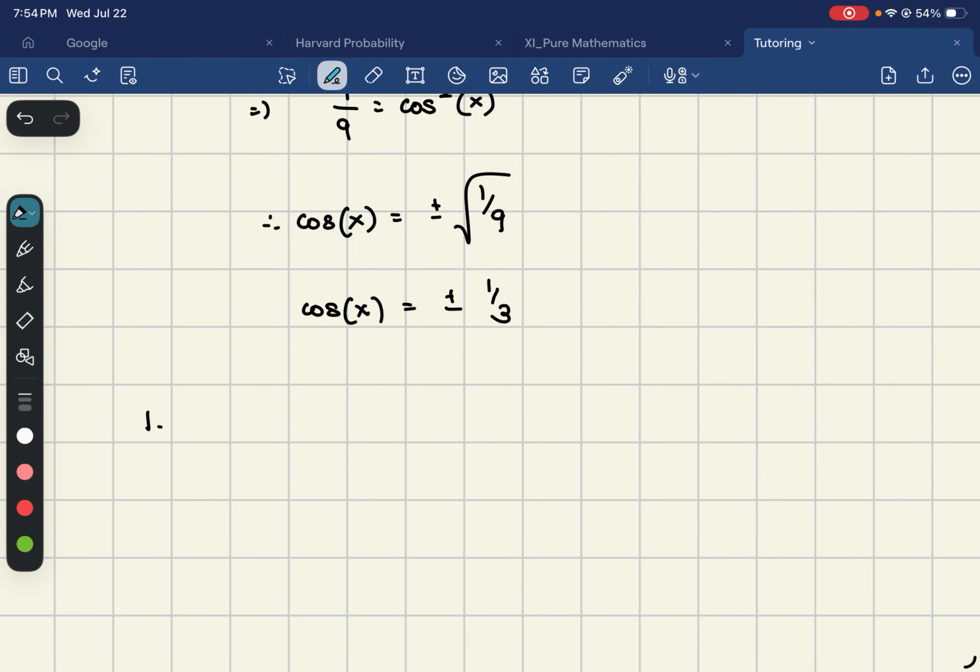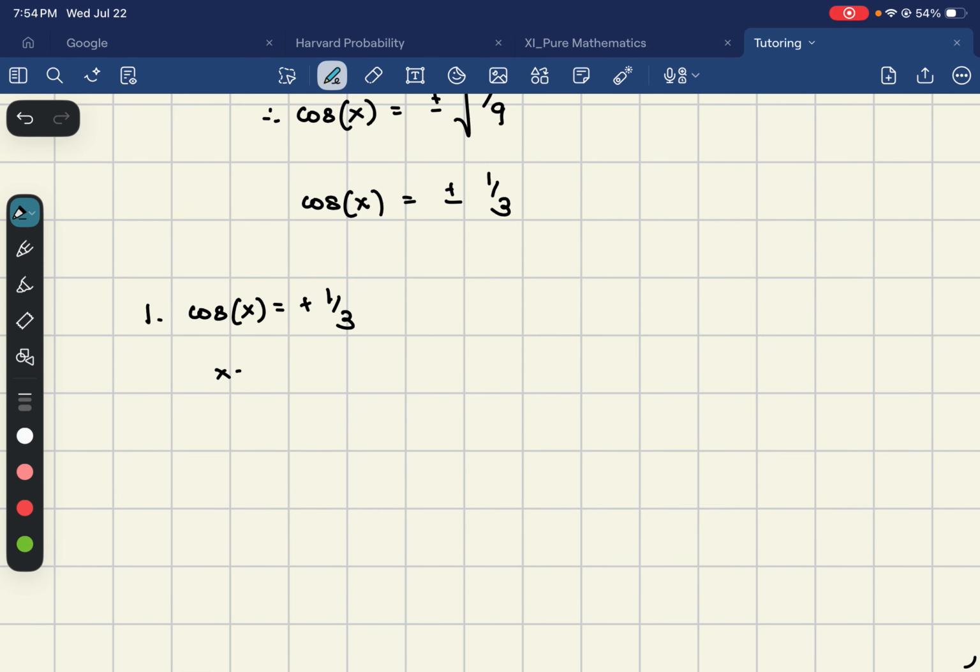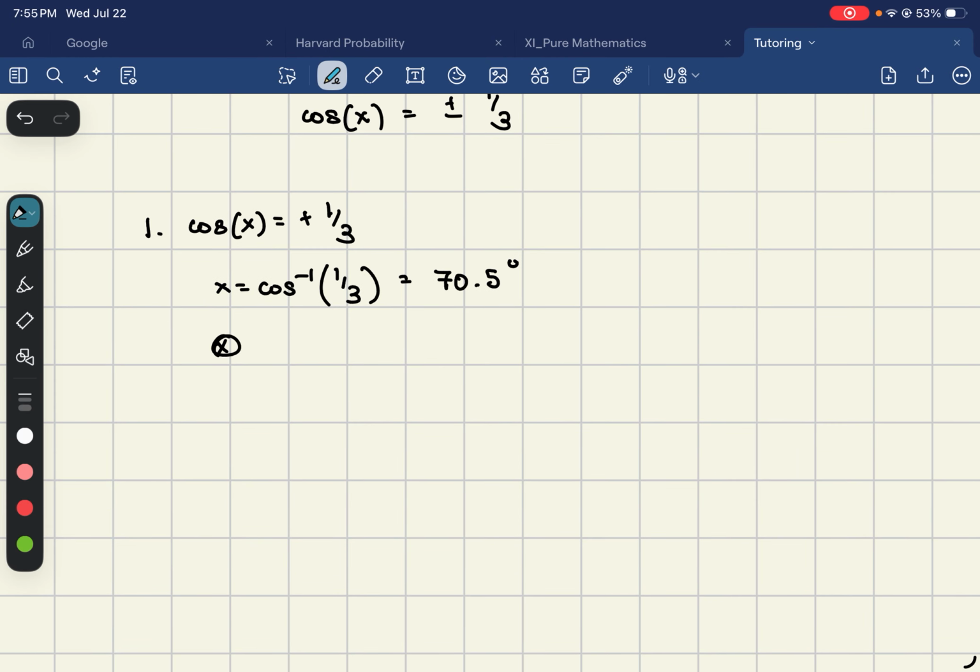All right, so the first possibility we're going to consider is that cosine of x is positive 1 over 3. So if I take the cosine inverse, I am going to get the acute angle, which is 70.5 degrees. And if I know the acute angle, the other value automatically will occur in the fourth quadrant. And to get there, I just need to subtract this from 360. And that is going to be 289.5 degrees. So I already have two solutions, 70.5 and 289.5.